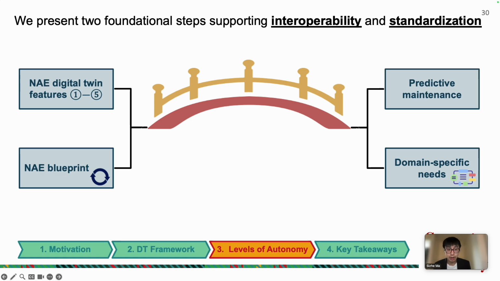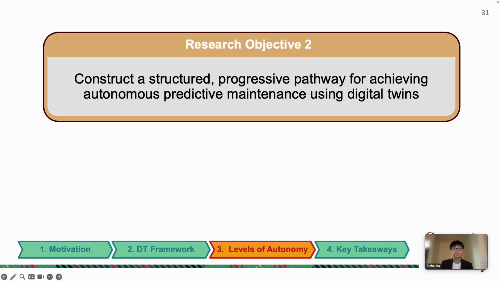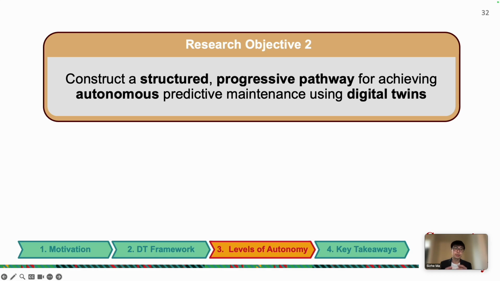And now we'll discuss the guiding rail of our bridge, which is our second research objective. So to reiterate a bit, our second research objective is to construct a structured, progressive pathway towards autonomous predictive maintenance using digital twins. So this is quite a long objective, so let's explain some of the keywords here.